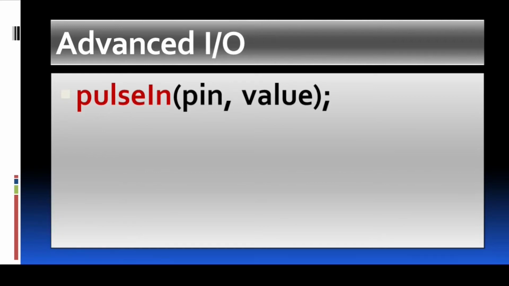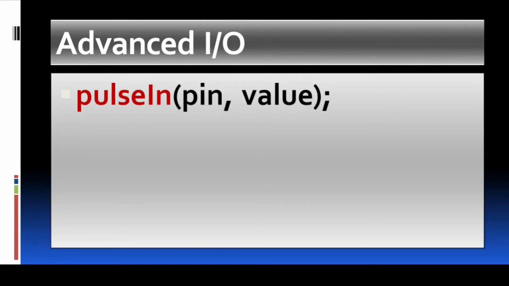Next function is pulseIn. This function is used as an input function. This reads whether the pulse is high or low. For example, if the value is high, it waits for the pin to go from low to high, then it starts its timer, then waits for the pin to go low and stops timing, and returns the length of the pulse in microseconds, and gives up and returns 0 if no complete pulse was received. This works on pulses from 10 microseconds to 3 minutes in length.